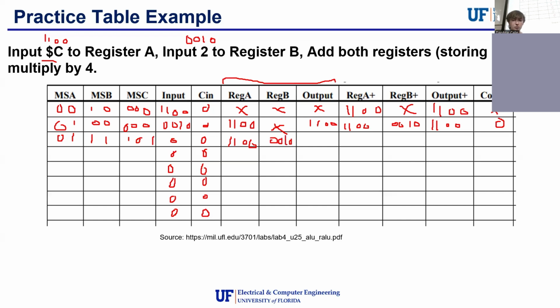And then the output will be a sum of these. So if we do some binary addition, the first position would be 0 plus 0 is 0. Then we have 1 plus 0 is 1. And then the rest of these, 0 plus 1 is just 1. So it'll be 1, 1, 1, 0. And after the clock edge, we'll store that in B. So 1, 1, 1, 0. And A will still be the same. So 1, 1, 0, 0.